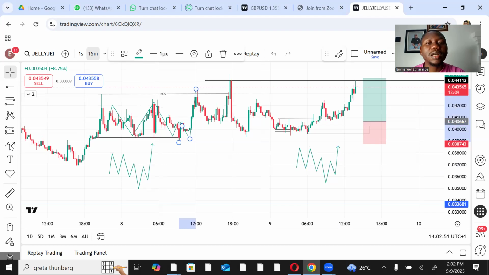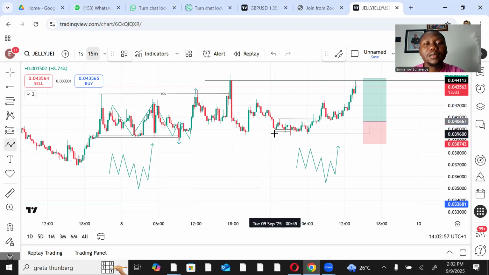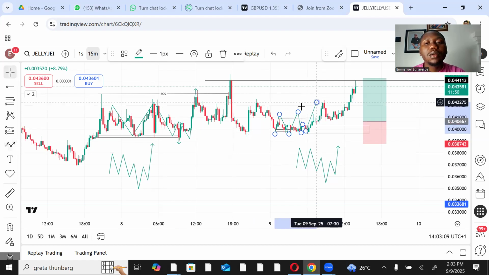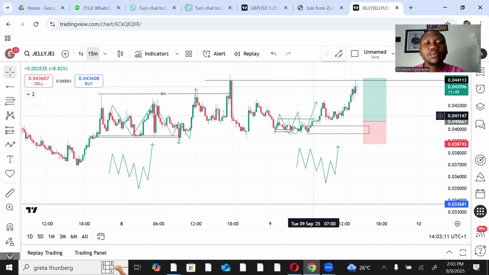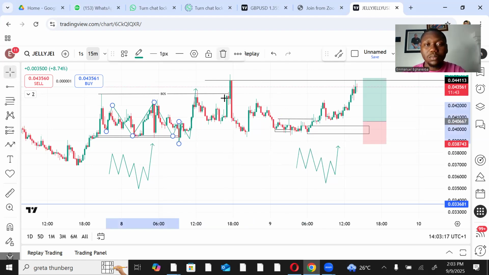Left side of your chart after a break of structure. Come back again. Come and see the same thing here. Move like this, like this, like this. Sweep. Liquidity. Then move. Right? So basically, that was what I did.